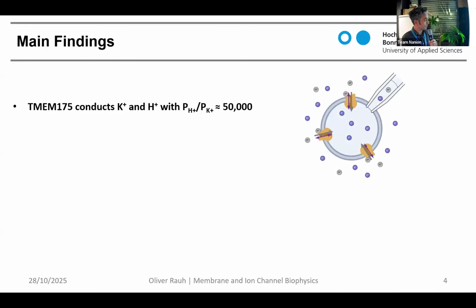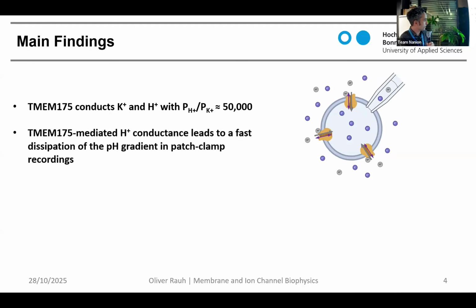So TMEM175 conducts actually potassium and protons, and protons are 50,000 times better conducted than potassium under physiological lysosomal conditions, let's say, so pH 4.7 in the lysosomal lumen. And the TMEM175-mediated proton conductance leads in patch clamp experiments to a fast dissipation of the pH gradient, even under high buffer conditions.